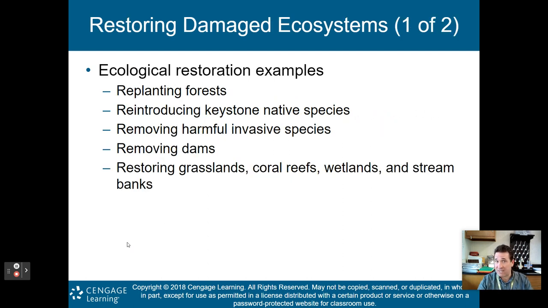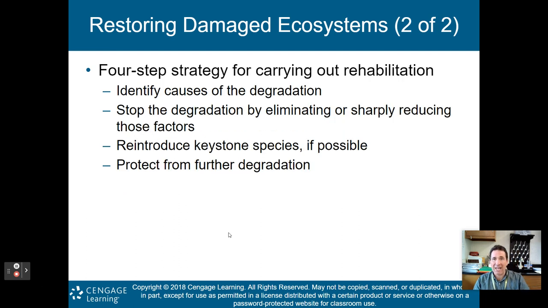Some examples of how we've restored damaged ecosystems around the planet: replanting forests, reintroducing our keystone native species to those areas, removing harmful invasive species, removing dams. We'll talk in a couple of chapters about water resource use, but dams really are not great for the ecosystem. And of course, restore grasslands, coral reefs, wetlands, and stream banks using the ideas we had before.